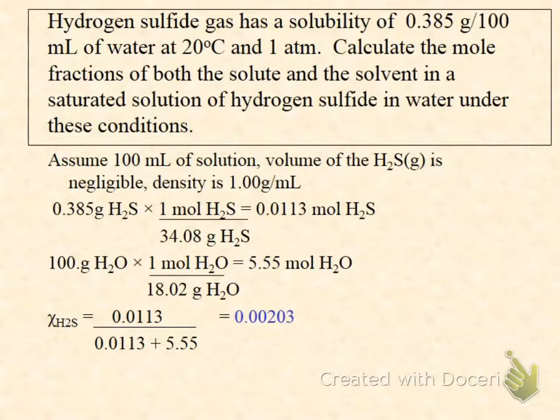Then for hydrogen sulfide, the mole fraction would be the moles of hydrogen sulfide divided by the total number of moles. And so we just add those two together, and we get 0.00203. And then for water, we would take the 5.5, divide it by the total, and we get 0.998.